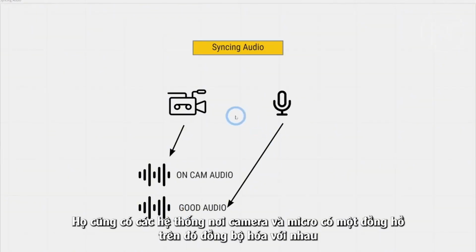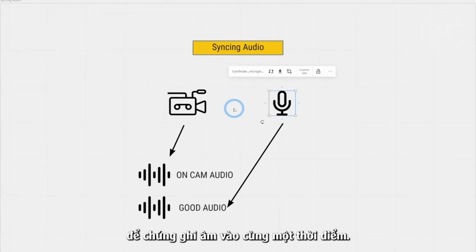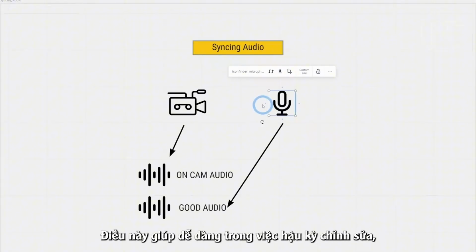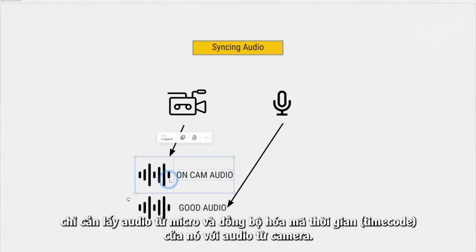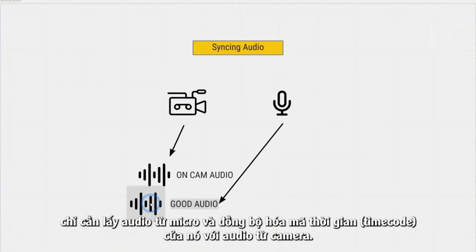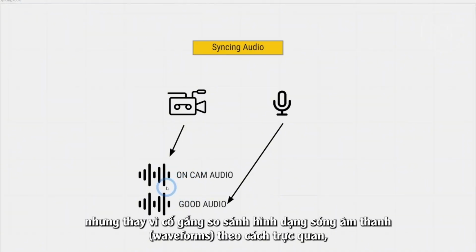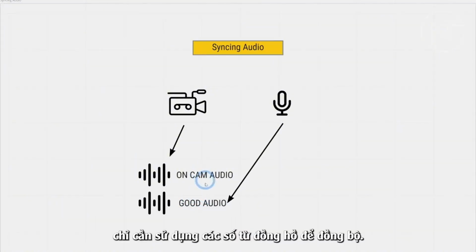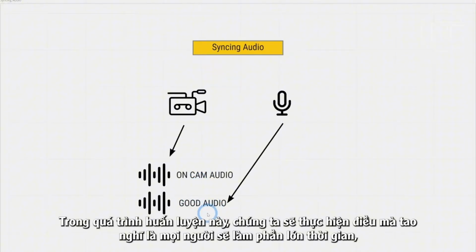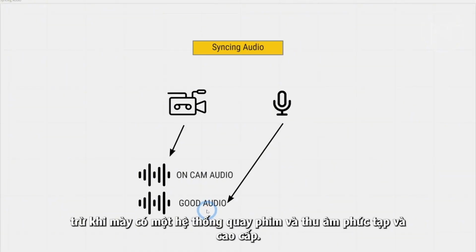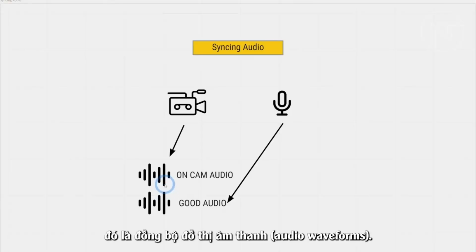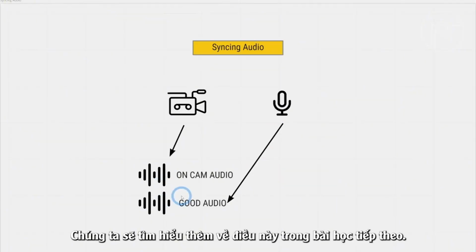They also have systems where the camera and the microphone have a clock on them that sync together so that they're recording at the exact same time. Then it makes it easy to, in post, just take this audio and line up the time code from the good audio with the on-camera audio. It's basically the same process, but instead of trying to visually match the waveforms of the audio back and forth, it just uses the numbers from the clock. What we're going to be doing in this training, which is I think what people will do most of the time unless you have a really big fancy setup, is just aligning the audio waveforms. We're going to get into that in the next lesson.